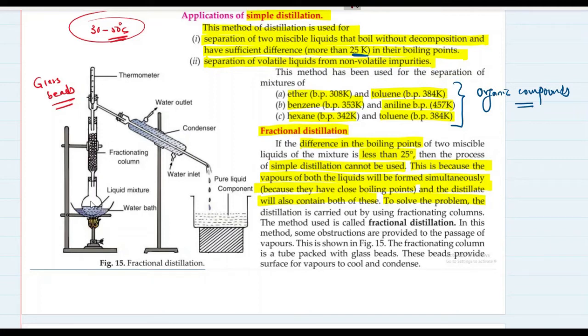And this process of vaporizing one of the components of the mixture at a lower temperature, and condensing over the glass beads and trickling and falling back into the round bottom flask, repeats again and again and again till the boiling point of one of the components of the mixture is reached. So we have to take one example and understand, and let's see if I can show you the video as well.